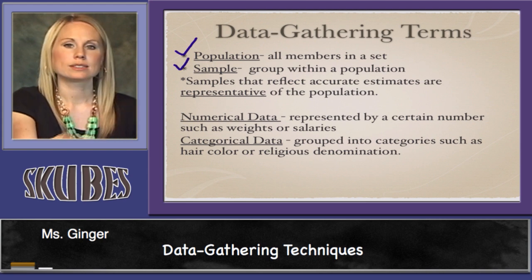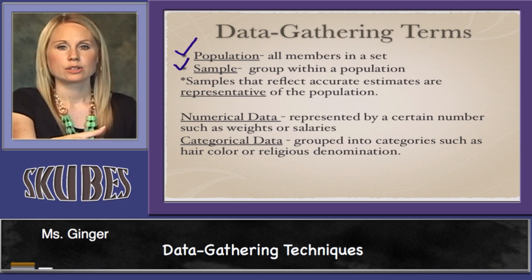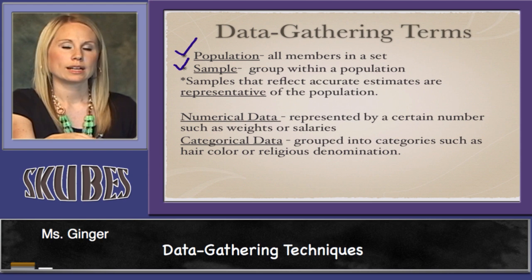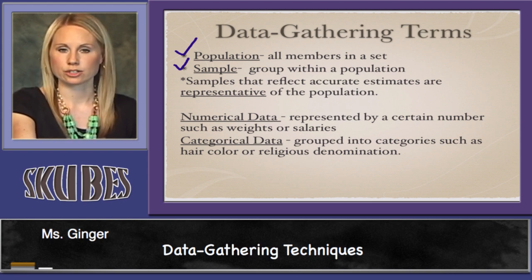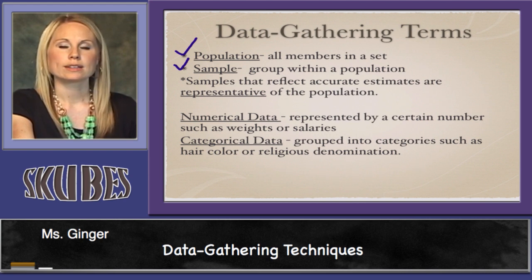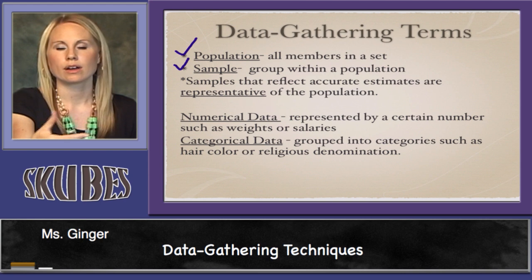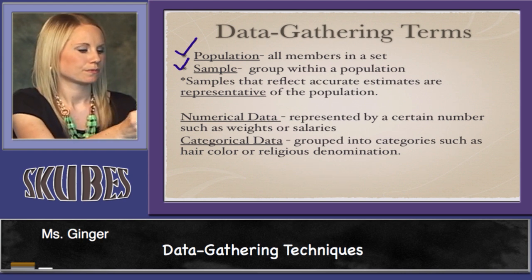Sample is going to be a subgroup within that population. So for instance, everyone in a certain high school may be considered the population of the high school. And then one teacher's class during one certain period would be a sample of that population.